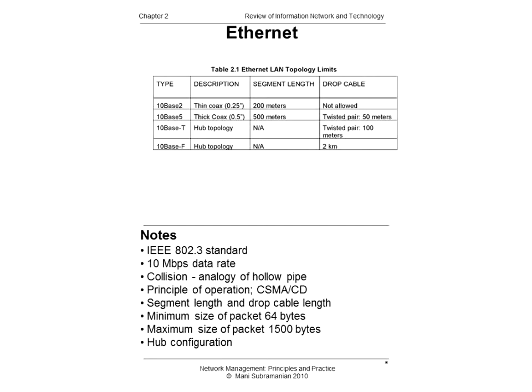Now next we have Ethernet. Now if you remember Ethernet that we have discussed, we have seen that it has two major layers. That is the logical link control LLC and the media access control sublayer, that is MAC sublayer. So this table shows Ethernet LAN topology limits. We have 10 base 2, 10 base 5, 10 base T, and 10 base F.